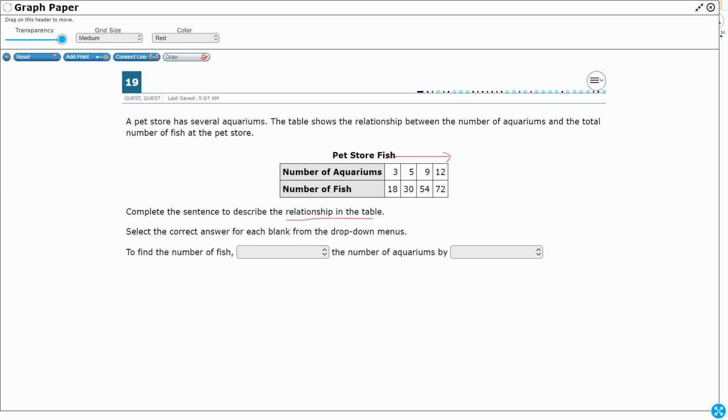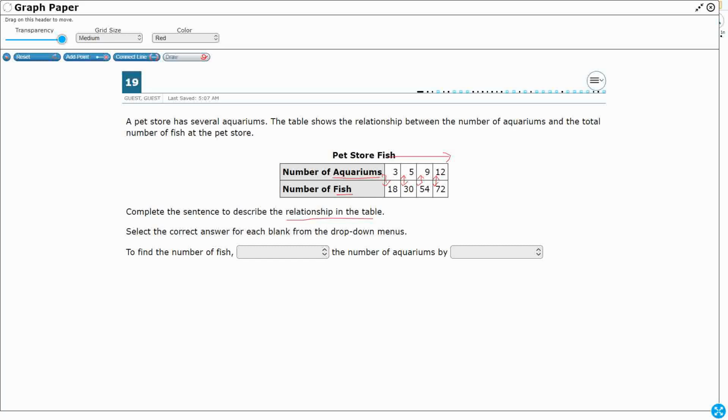And so we need to be aware of that because we need to find the relationship here in the table. So what are the two different options? Well, we've got the number of aquariums and the number of fish. And since these two options are stacked on top of each other, what we want to do is look at the relationship between the two numbers that are stacked on top of each other. What's the relationship between 3 and 18, 5 and 30, 9 and 54, 12 and 72? Even though this is a sideways table, if we look side to side, we're going to get the wrong relationship because that's going to stay within the aquariums or the fish. You always want to look at the relationship between the two different options, in this case, aquariums and fish.